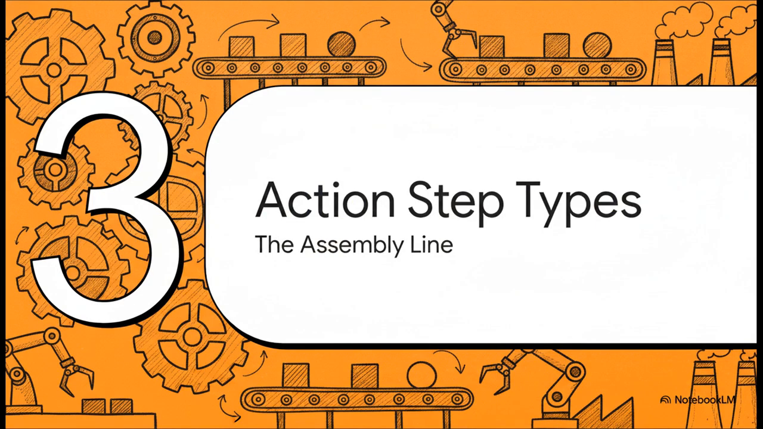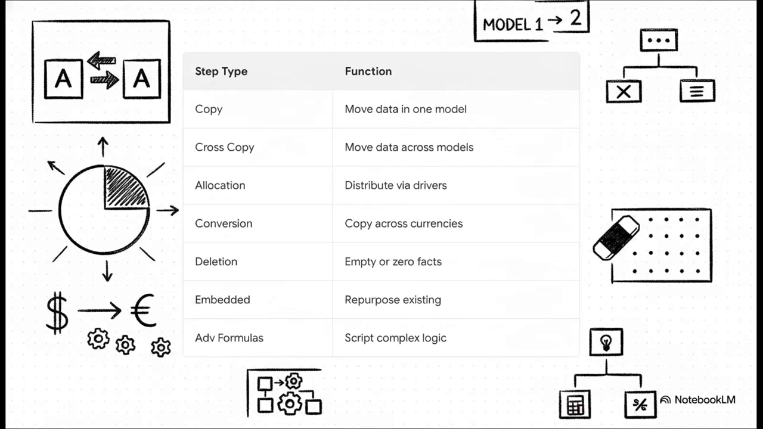All right, on to Section 3, Exploring Action Step Types, the assembly line. You have a massive arsenal of capabilities at your disposal here. You've got copy steps to move data within a single model, cross-model copy to bridge completely different planning models, allocation to distribute values based on specific drivers.